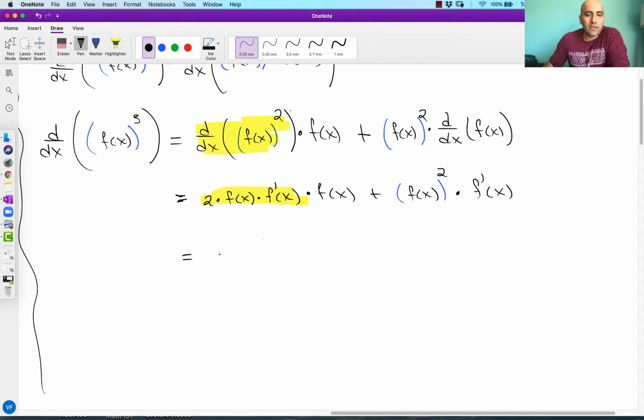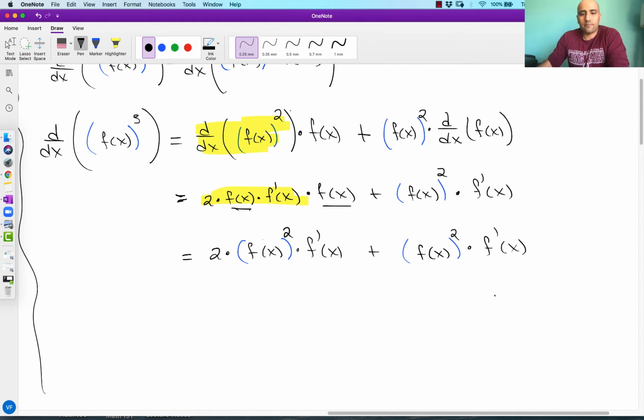Okay, so let's simplify this a little bit. We have an f of x here times an f of x, so those two can combine to give me 2 times f of x in parentheses squared, right? It's two of these being multiplied, and then there's another multiple of f prime of x, plus, okay, well then this guy here, there's nothing there, so I'm just going to copy it down, f of x in parentheses squared, times f prime of x.